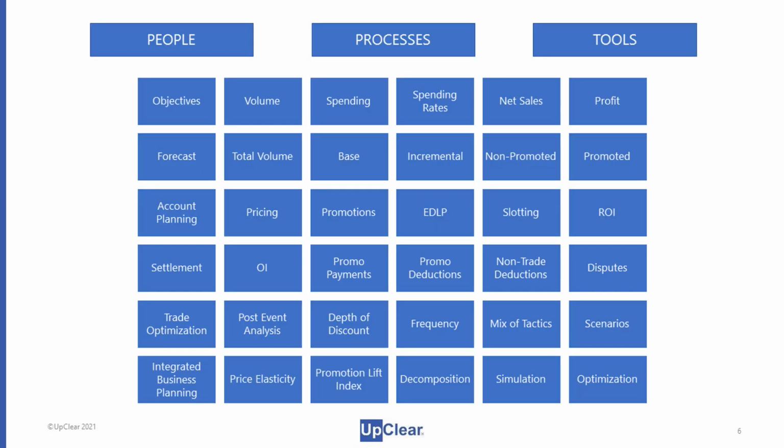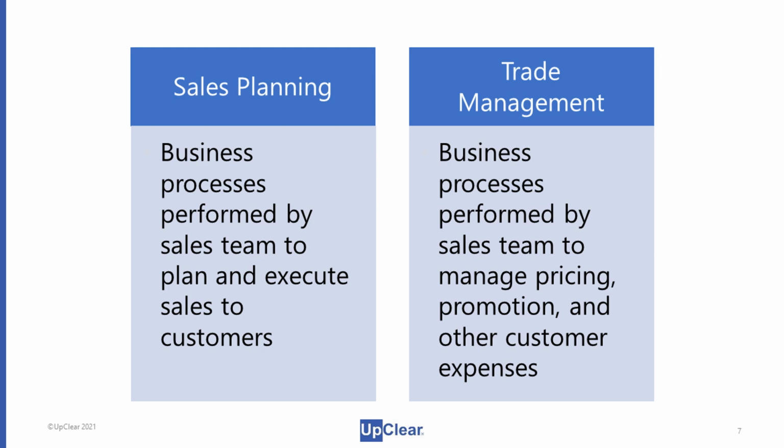So starting out, sales planning, trade management, there's a ton of stuff going on here, from annual strategic planning to account plans, executing, settling trade spending, and analyzing performance. So where we want to start today is with two really, really basic, simple definitions of what we're going to cover. Sales planning, we're defining today as the business processes performed by sales teams to plan and execute sales to customers. And trade management, the business processes performed by sales, once again, to manage pricing, promotion, and other expenses with customers.